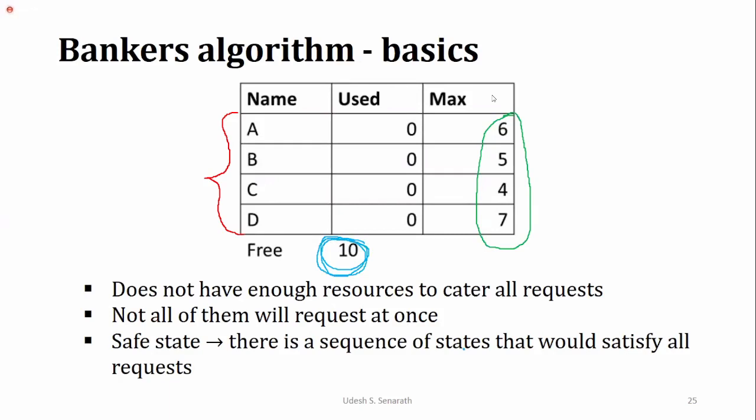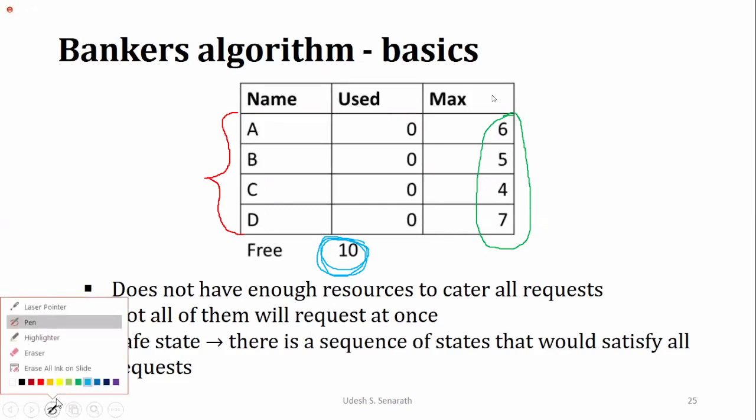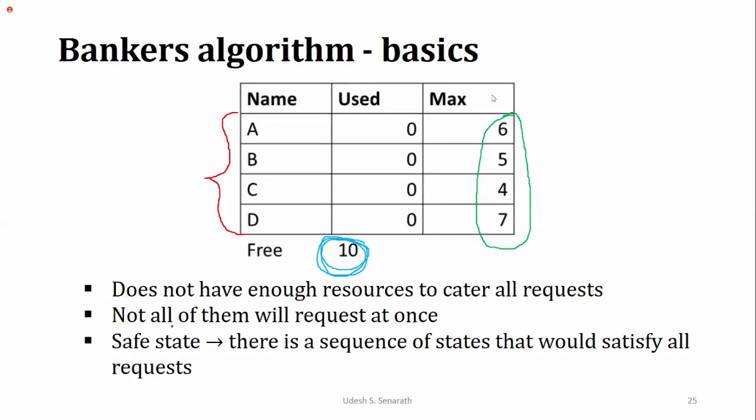Now what we are going to do is use these 10 resources to serve these processes. Then we determine what to run first. We do not have enough resources to cater to all requests at once. Agree or not?